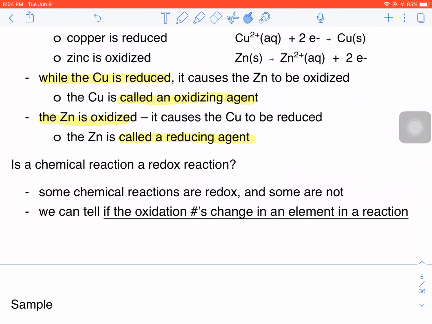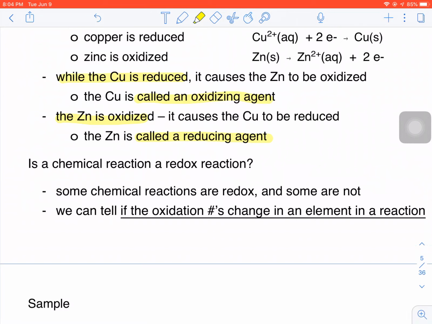Okay, the last topic in this section 9.4 is looking at whether or not a reaction itself is actually a redox reaction. This is important because we need to look at the reaction and say, is anything being oxidized and reduced in this chemical reaction? Because some chemical reactions are redox, and some chemical reactions are not redox. So I need to be able to look at the reaction and decide if it's redox or not.